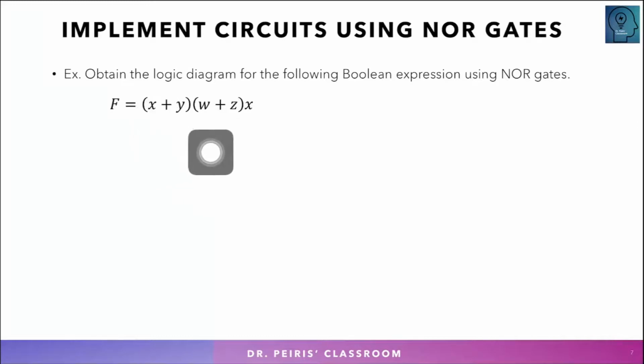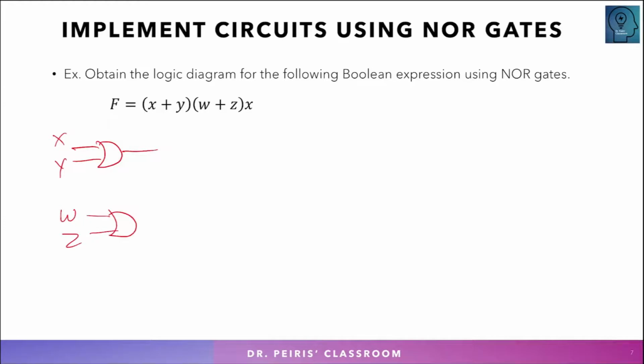So let's do the parentheses first. X OR Y, and the next parenthesis is W OR Z. Now they go through an AND gate, and then this X is also multiplied through these two parentheses, which means we need the 3-input AND gate. So this is the next input X, and here is the output F.